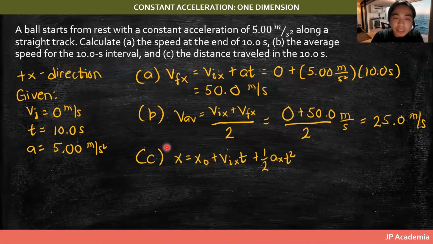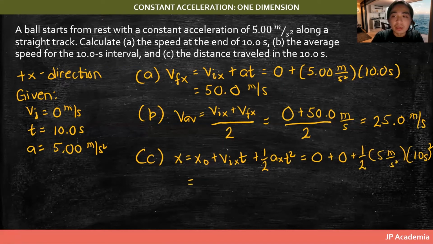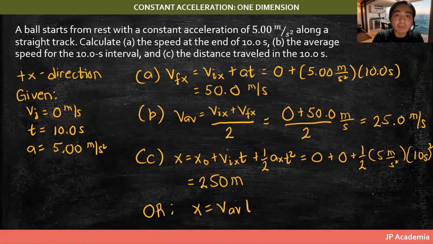Okay? For letter C, we have this position equation x. So x is equal to x naught, the initial position or the initial distance or position, plus v initial x t, plus 1 half a sub x t squared. So alam natin, i-assume natin na nag-start siya sa origin, so 0 si x naught mo. Then si initial speed mo for this case ay 0 din. That's one of our assumptions. Then we have 1 half, then constant acceleration which is 5, then we have your time, 10 seconds, and you will get the distance of 250 meters.